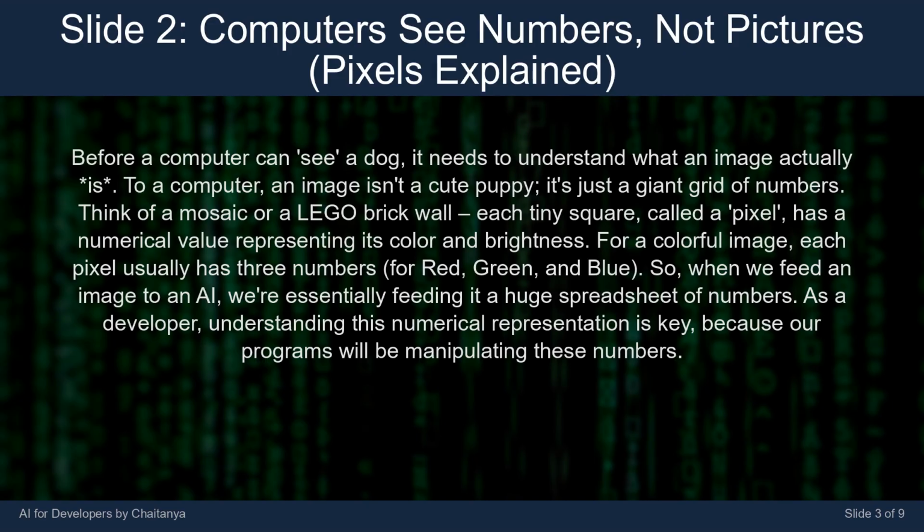Before a computer can see a dog, it needs to understand what an image actually is. To a computer, an image isn't a cute puppy. It's just a giant grid of numbers. Think of a mosaic or a Lego brick wall. Each tiny square, called a pixel, has a numerical value representing its color and brightness. For a colorful image, each pixel usually has 3 numbers, for red, green, and blue. So, when we feed an image to an AI, we're essentially feeding it a huge spreadsheet of numbers. As a developer, understanding this numerical representation is key, because our programs will be manipulating these numbers.